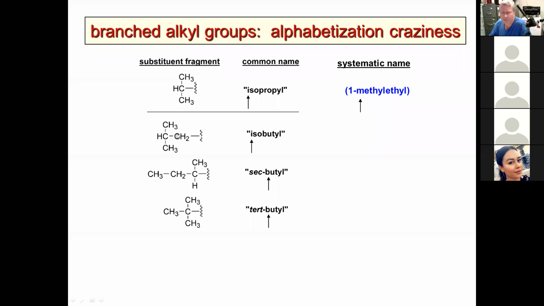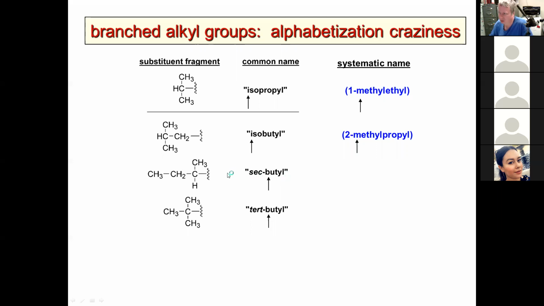Propane. Propane is correct, except it's a substituent, so it's actually propyl. But when there's a methyl on, is it carbon 1, 2, or 3? You have 3 carbons and a methyl on carbon number 2, right? There's a methyl on carbon 2. So it's going to be 2-methyl propyl, because there's the propyl, 3 carbons, 2-methyl propyl, okay?